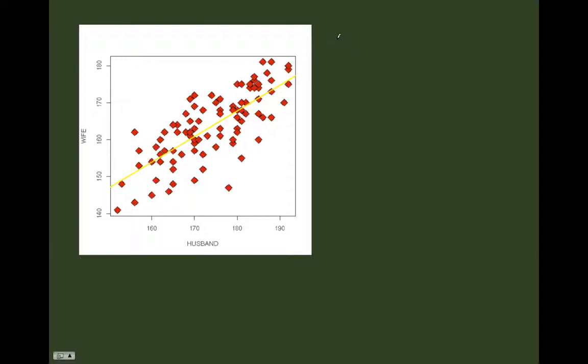So here was the question from before. The question here was, how can we predict the height of a man's future partner? That was sort of the idea.